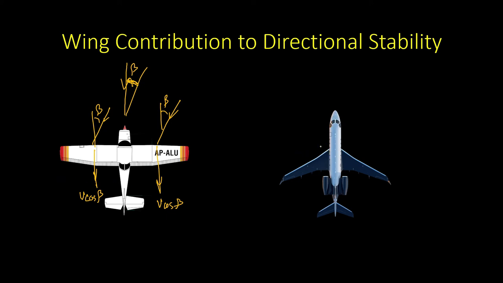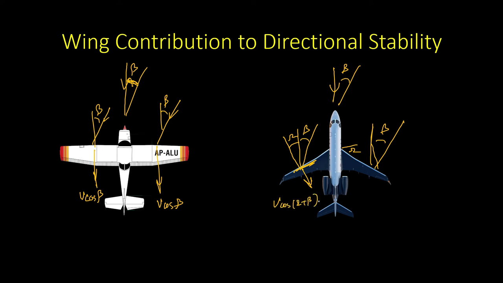Now consider an airplane with some positive sweepback omega. Again there is some positive side slip. See what is happening on the left wing. The velocity component perpendicular to the leading edge of the wing would be V cos (omega plus beta), but on the right side this component would be V cos (beta minus omega). So clearly V cos (beta minus omega) would be greater than V cos (beta plus omega).